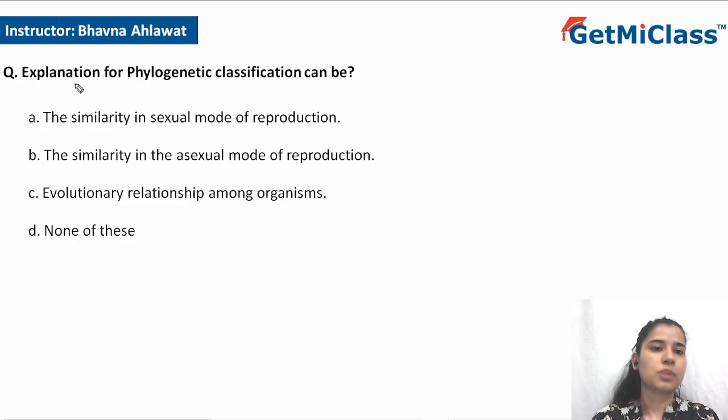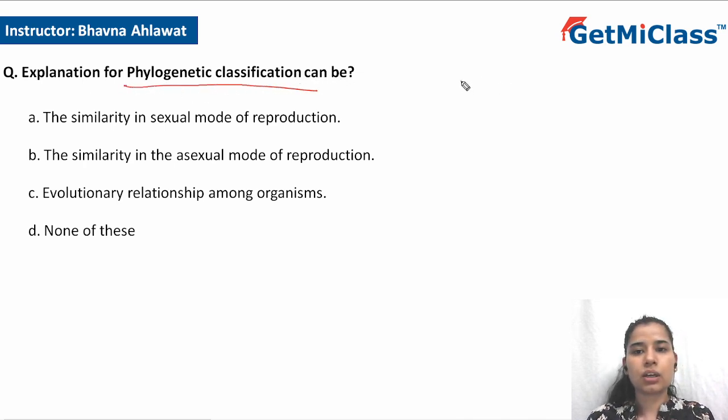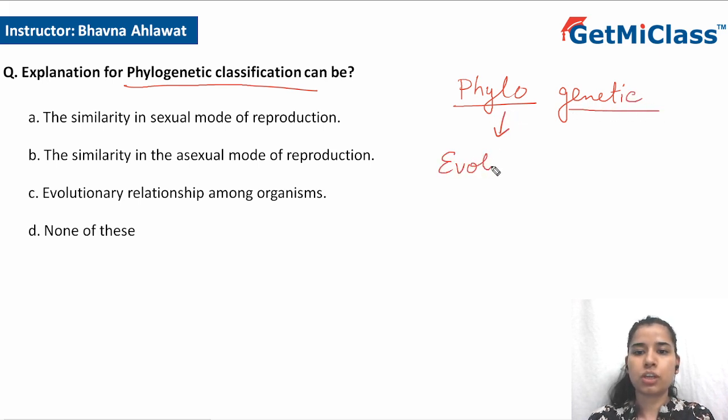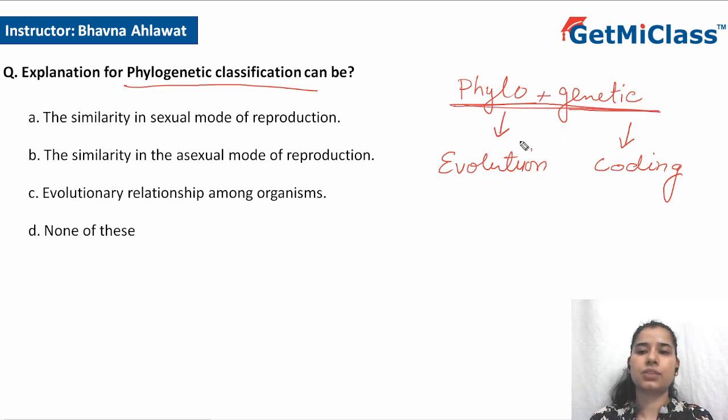So the question here says: explanation for phylogenetic classification can be. So what type of system is phylogenetic? From the name we can derive that phylo means the evolutionary part and genetic means the correlation between the hierarchy of information. So we have the evolutionary part and we have the genetic part, or the coding system of information. When we study these two parts to understand the similarities and dissimilarities between organisms, that makes the phylogenetic type of classification system.